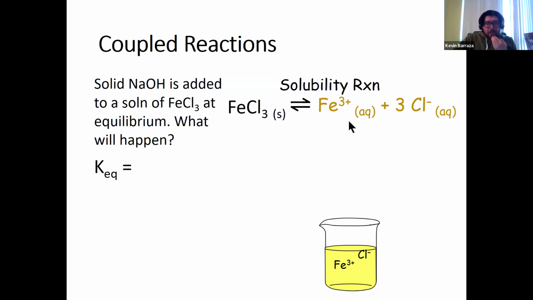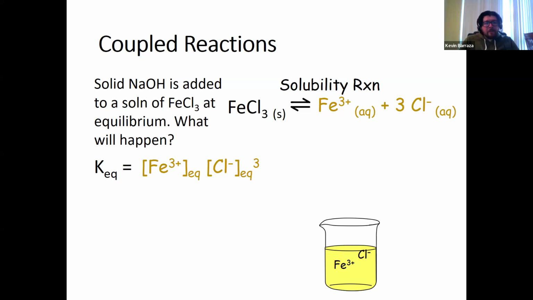We're going to take our products, multiply them, and raise them to their what? Coefficient. Fe3 plus at equilibrium times Cl minus to the 3rd power at equilibrium.